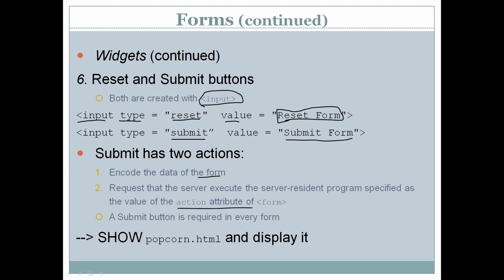Second thing is it sends a request to the server for the execution of a program which takes this data and processes it by using the action attribute of a form tag. As we have seen, the action attribute of a form tag is equal to the URL of the program which will be executed when the form data is sent to the server. So, this is the action of the submit button.